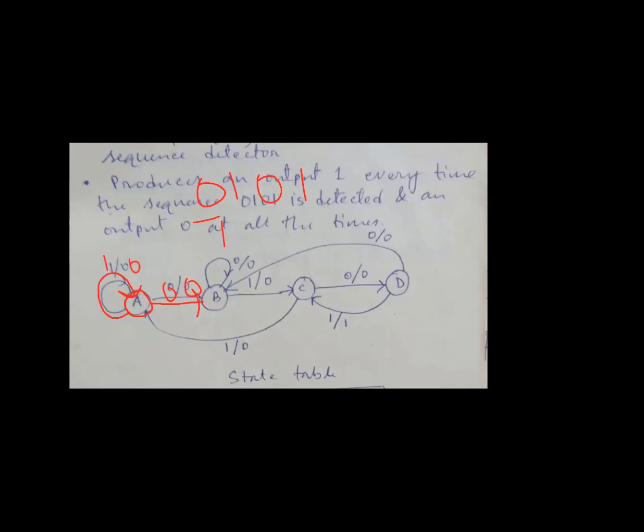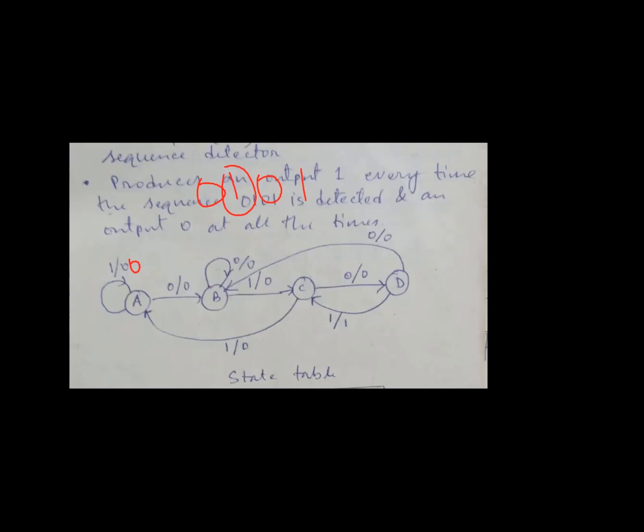Okay. Now next input is 1. From B, we go to C for input 1. Since it is not the sequence, output is 0. But what happens if it is 0? If it is 0, then again we need simply 1, right? And 1 is produced from B. That's why for 0, we simply go back to B by a self loop, and since it is not the sequence, output is 0.